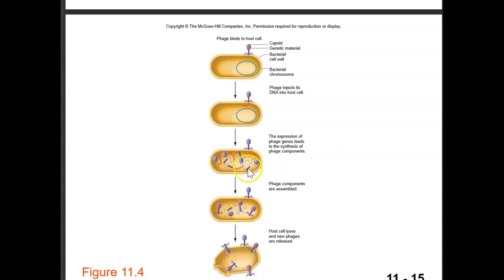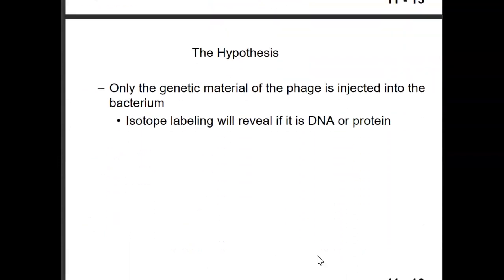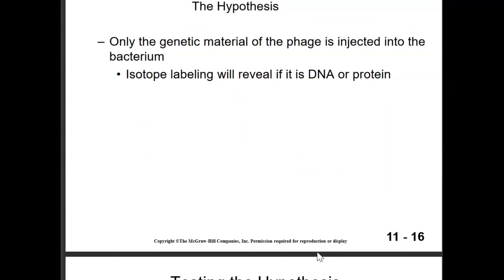Another gene that starts being expressed is one that starts making proteins to synthesize new virus particles. The viral particles are put together, they start being assembled, and then once the viral particles are assembled, the cell bursts, it lyses, releasing the new viral particles into the fluid surrounding the cell, and each one of these viral particles can attack a new cell. So you can start with one viral particle and end up with thousands by the end of the day, killing thousands of new cells. So the hypothesis, the idea, is that only the genetic material of the phage is injected into the bacteria.